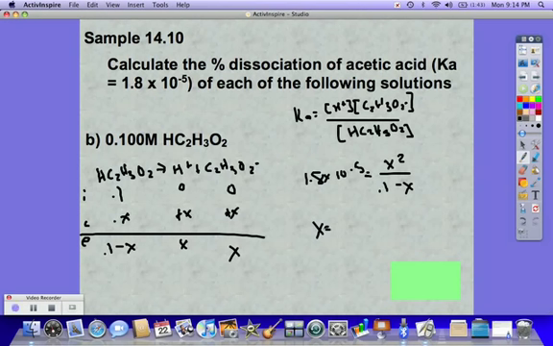Solve for x, 0.0013. And remember, x over initial concentration, which in this case is 0.1, times 100, gives us a percent dissociation of 1.3%. Notice this is a more dilute solution. It's 0.1 instead of 1, and our percent dissociation is much greater than the previous problem in part A.